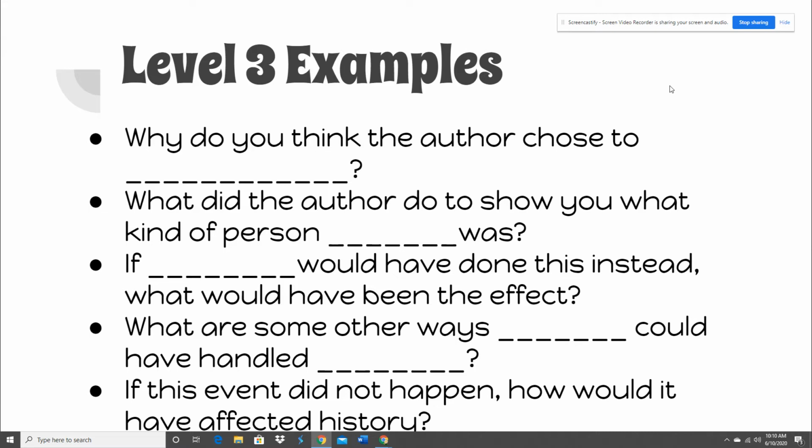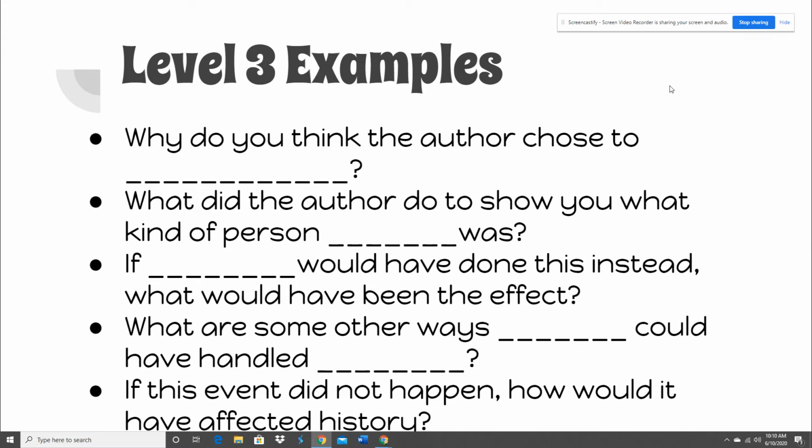Next one: what did the author do to show you what kind of person blank was? What did Adolf Hitler do to show you that he was a terrible person? In my opinion, this is just my opinion, I think Adolf Hitler was one of the most evil men to ever live. What did he do to make me think that he was the most evil man? What was it about him that made him make that list?